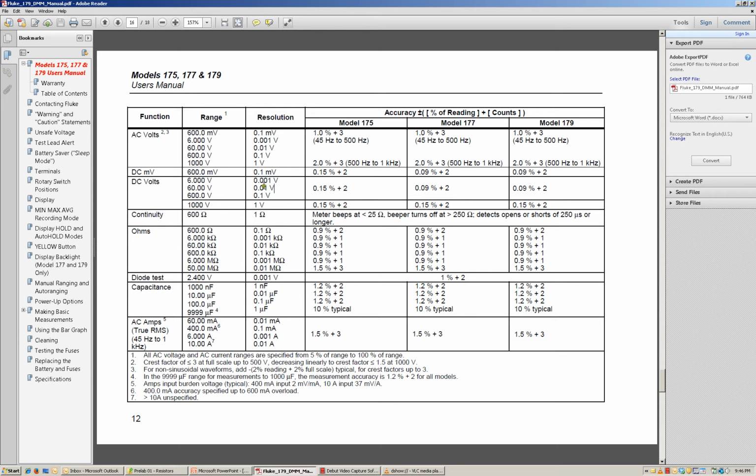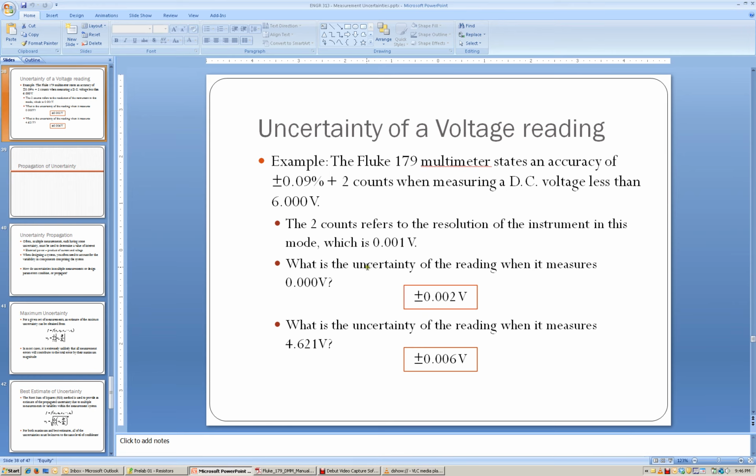But for all three of these, we see that the accuracy is stated in the same way. We have 0.09% of the reading plus 2 counts, and those 2 counts refer to the resolution. All right, so for every reading that we make, we're going to have to take the reading, multiply it by 0.09%, and then add 2 times the resolution in the particular range that we're operating to come up with the uncertainty. Okay, so what we're going to do is go back to this example right here.